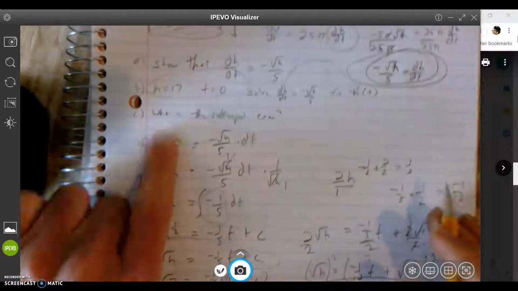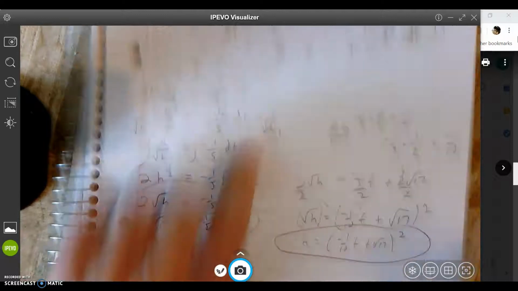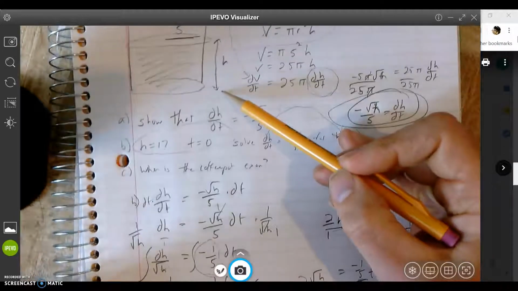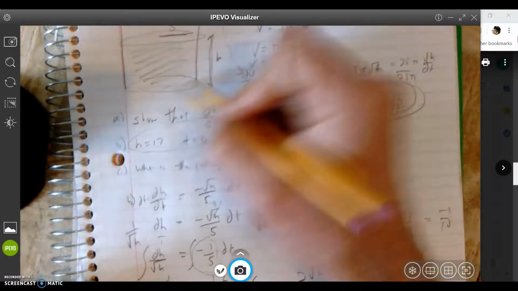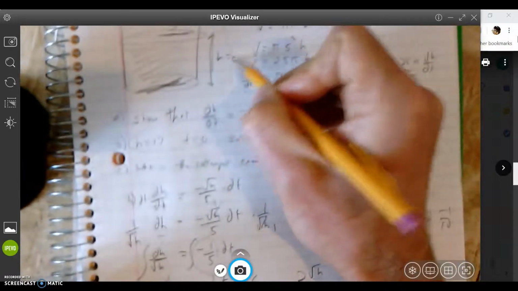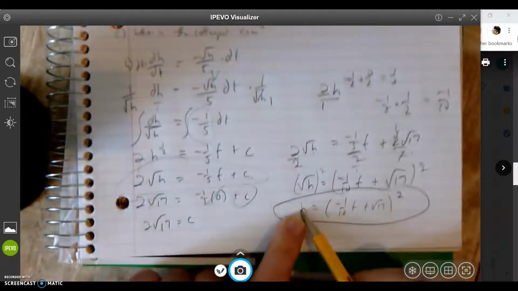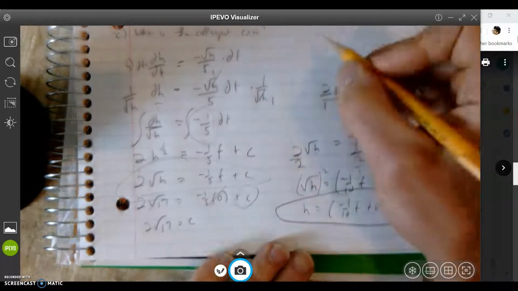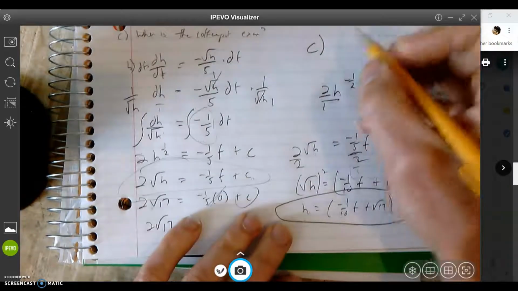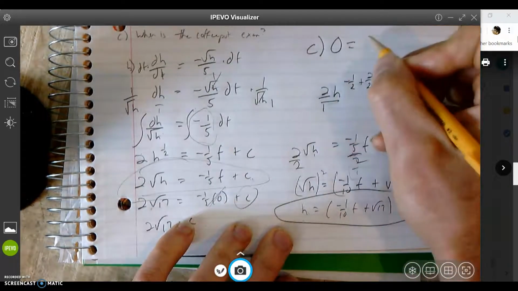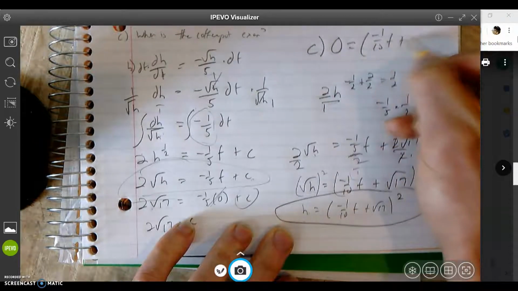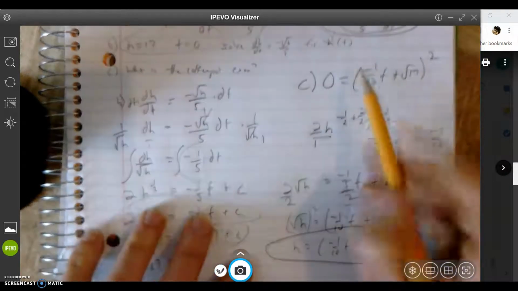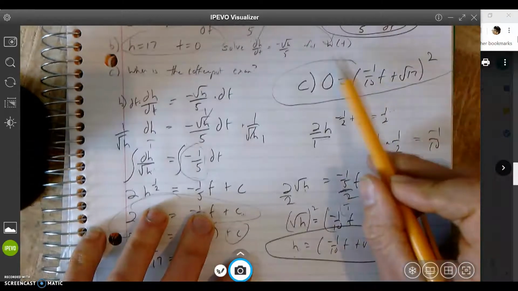Part C. When is the coffee pot empty? So the coffee pot is empty when the height is 0, right? So you got the height equation right here. This is why it's so important to get the previous parts right, so that you just use this to get the final answer. So part C is going to be the height is 0. So 0 equals this. So whenever this equals 0, that's when the coffee pot is empty.